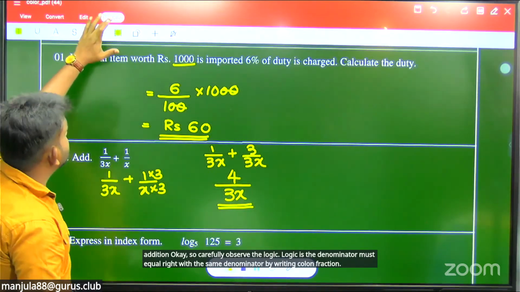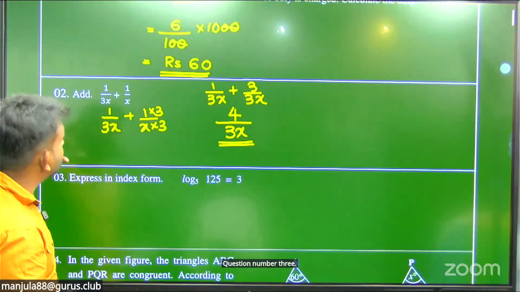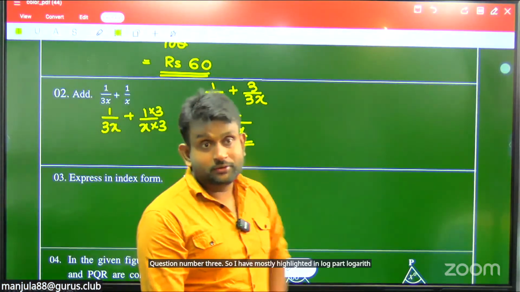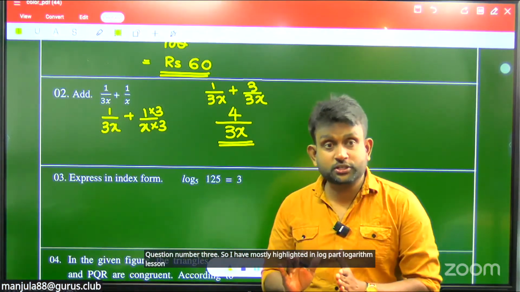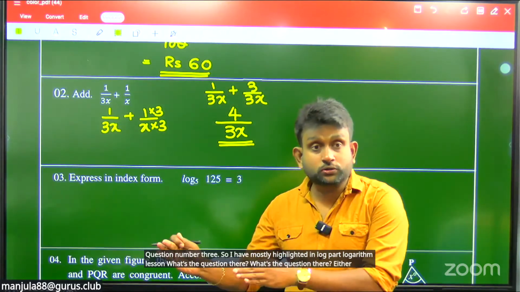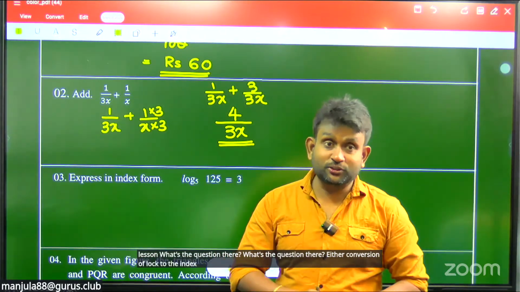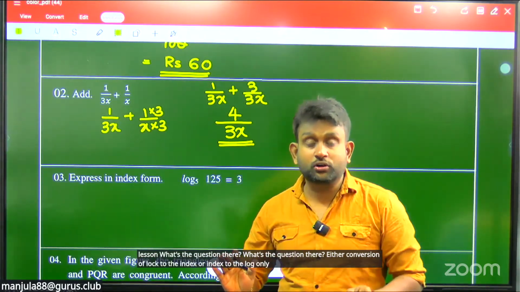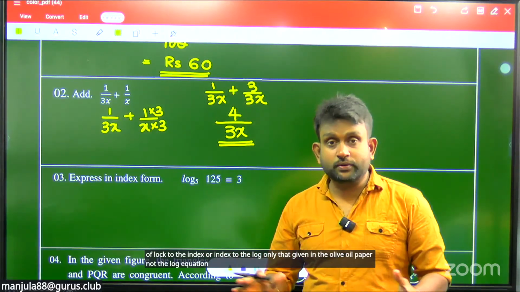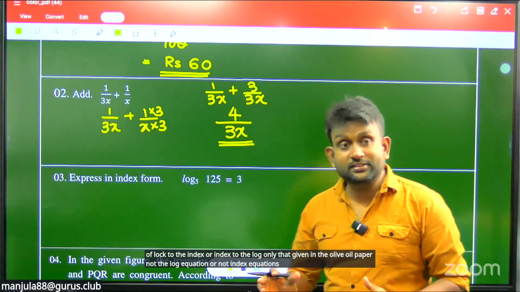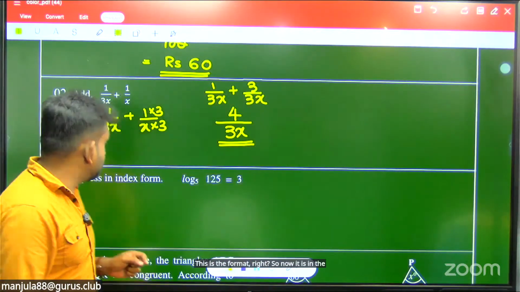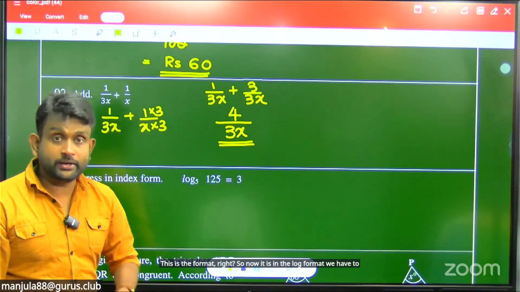Question number 3. I have mostly highlighted the logarithm lesson. What's the question there? Either conversion of log to index or index to log. Only that is given in the O-level paper, not log equations or index equations normally. This is the format. Now it is in log format, and we have to convert it to index format.